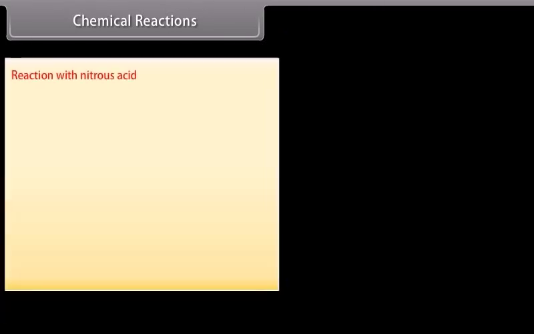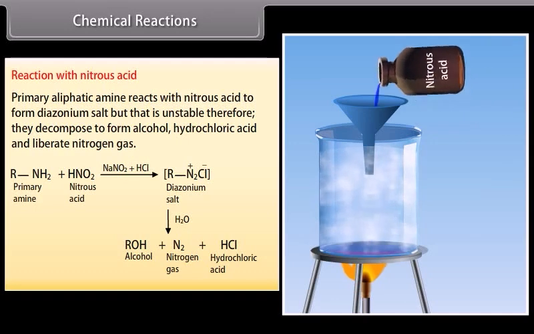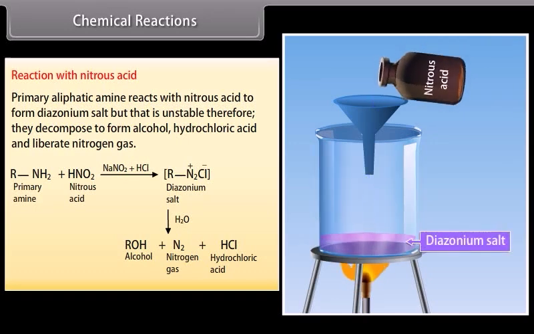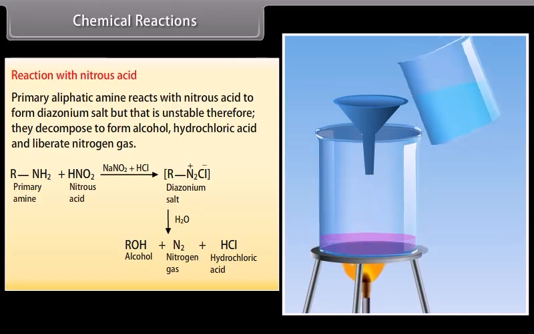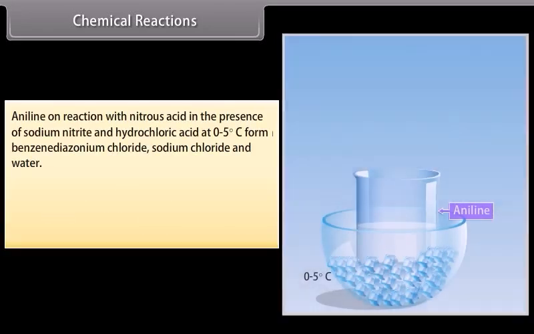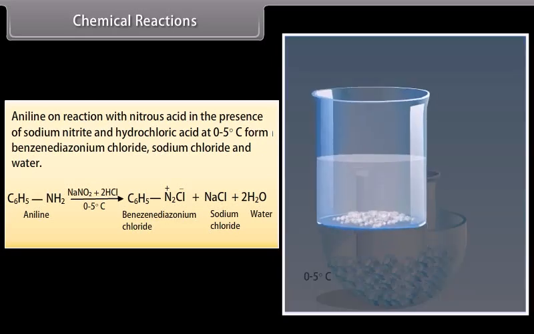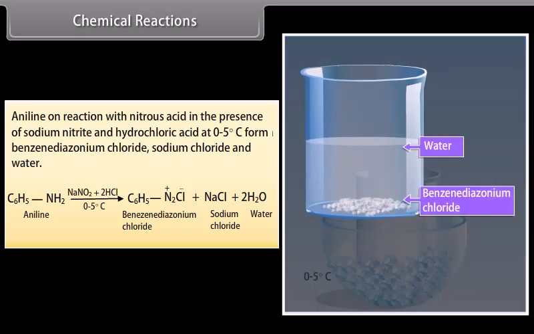Reaction with nitrous acid. Primary aliphatic amine reacts with nitrous acid to form diazonium salt, but that is unstable. Therefore, they decompose to form alcohol, hydrochloric acid, and liberate nitrogen gas. Aniline on reaction with nitrous acid in the presence of sodium nitrite and hydrochloric acid at 0 to 5 degrees Celsius forms benzene diazonium chloride, sodium chloride, and water.